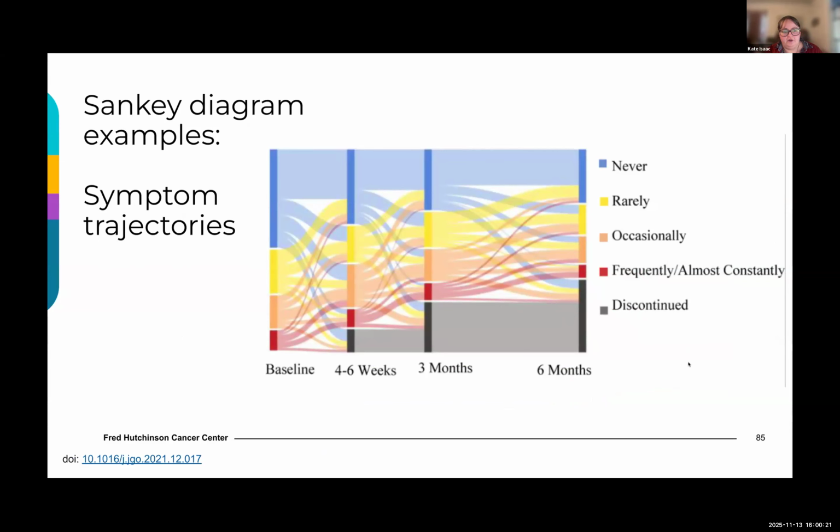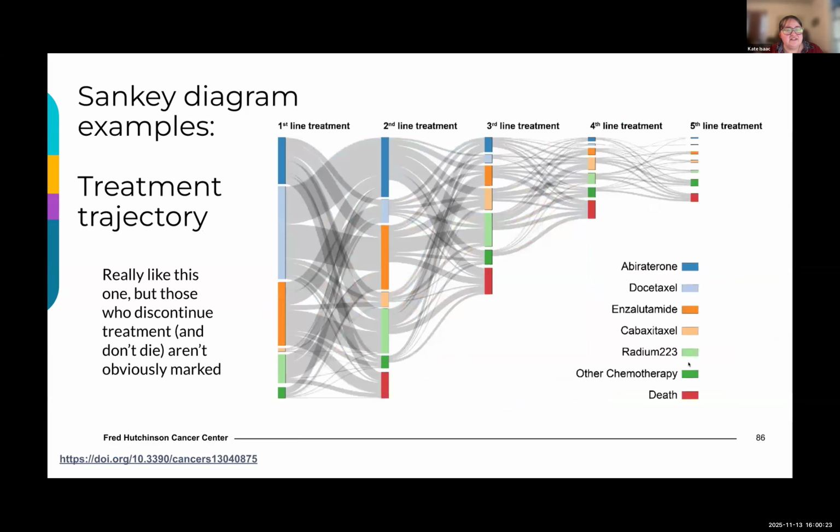This is a great example of that. A similar example is this treatment trajectory, where it shows what is given as the first line treatment, what's given as the second line treatment, what's given as the third line treatment, so on and so forth. It does show when a patient experiences death, does not show when a patient discontinues and either doesn't need treatment or something.